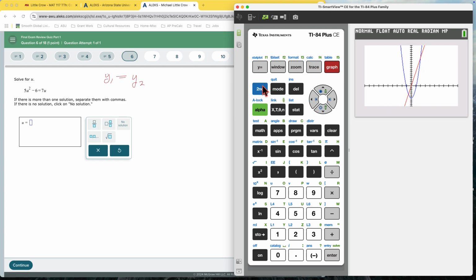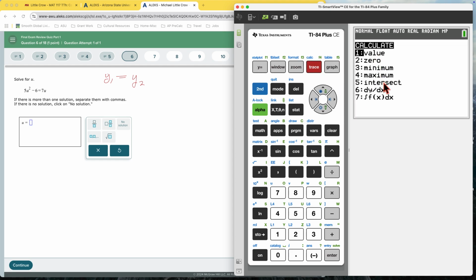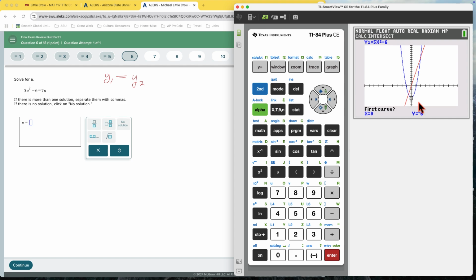There is a tool under the Calc menu, so second Calc, which is above the trace button, and it will find intersections. Come down to number 5, intersect. It asks for the first curve, the blue one. If you don't have a color calculator, you should still see it. Enter. It jumps to the other one, and when you've only graphed two, this makes it really easy. I'm going to hit enter again for the second curve, and enter for the guess.